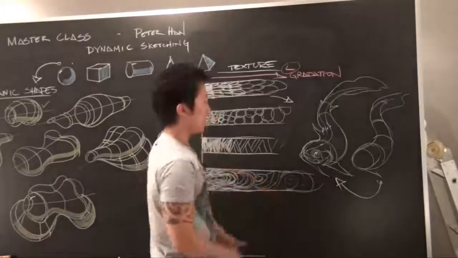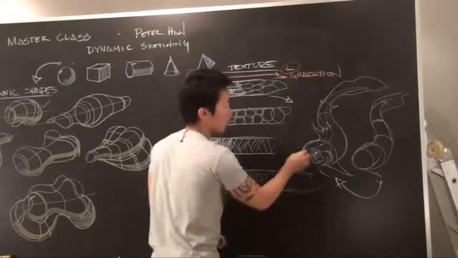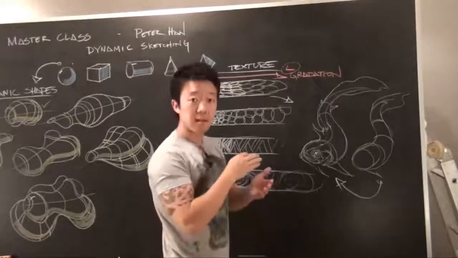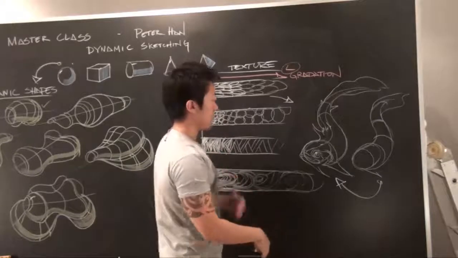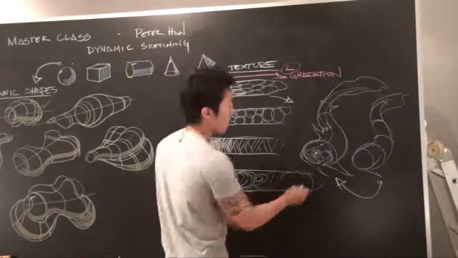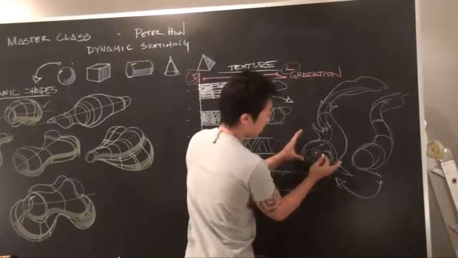Pick a focal point, an area of interest. You don't want to texture everything all the way up to the fish. You want to let things fade off into the background. You may think, oh, it looks unfinished. No, it's about leading the eye, finding a focal point, defining an area.